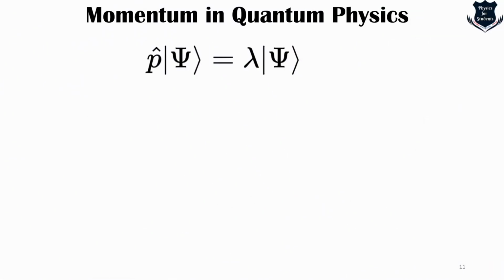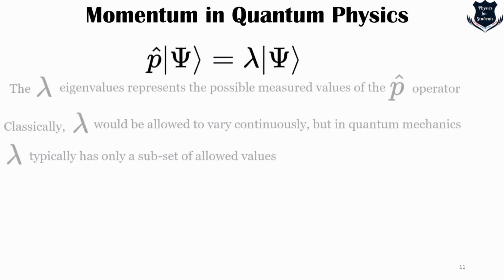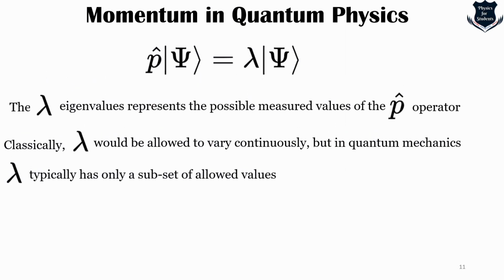Okay, so we take this equation further, and you see that the lambda eigenvalues represent the possible measured values of the p operator when we are using this operator. Classically, lambda would be allowed to vary continuously, but in quantum mechanics, typically lambda has only a subset of allowed values.